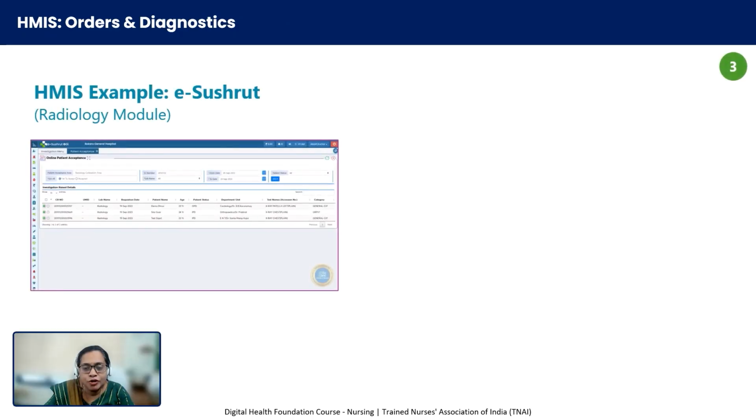Now let's focus on how HMIS supports orders and diagnostics, which is a critical part of patient care. We have seen two capabilities before, that is the administrative capability and the patient capabilities. Now this is a third one, orders and diagnostics. So this covers two main functions. One is appointment scheduling and the second one, management of lab and radiology results.